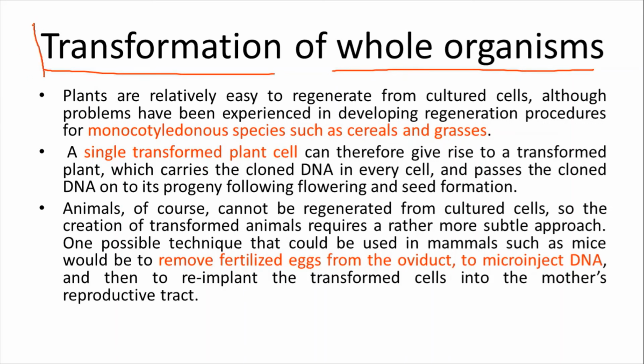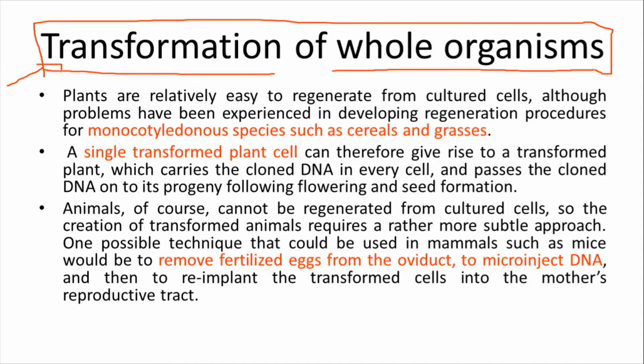Especially monocotyledon species. Monocotyledon means single cotyledon species. Examples: rice, wheat, corn, like cereals or pulses. Here we want to breed the plants. Usually we take the stem, join them together and do grafting.